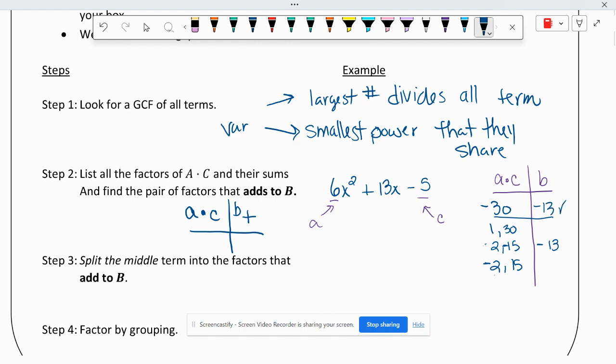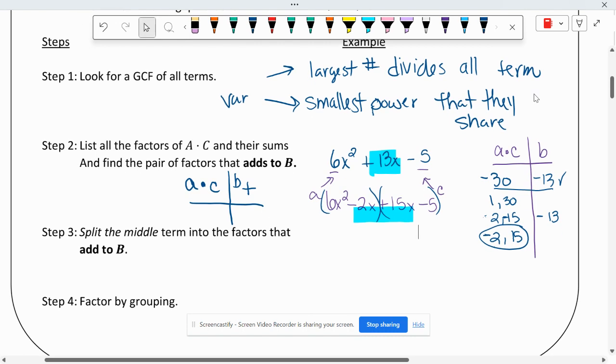Okay. So it says take those two factors and break them up to rewrite your trinomial so it has 4 terms. So 6x squared minus 2x plus 15x minus 5. So really, all I did was rewrite 13x as negative 2x plus 15x. That's all I did. Just found a different way to write it so I can group it. So we can factor by grouping. This is what our homework was last night.